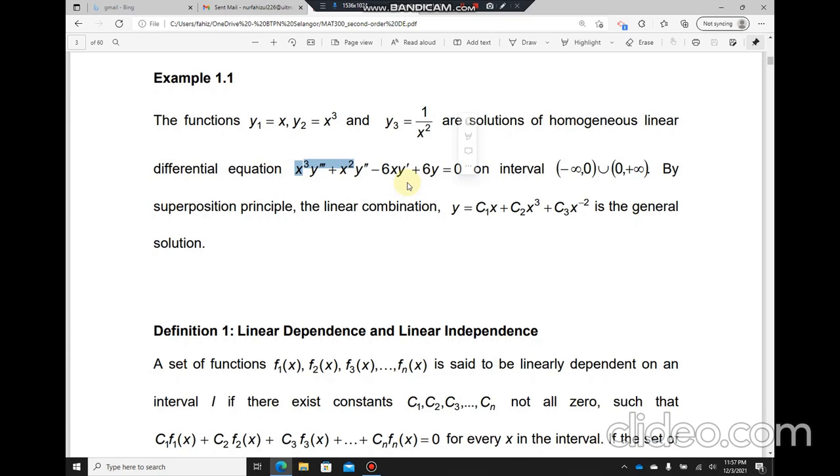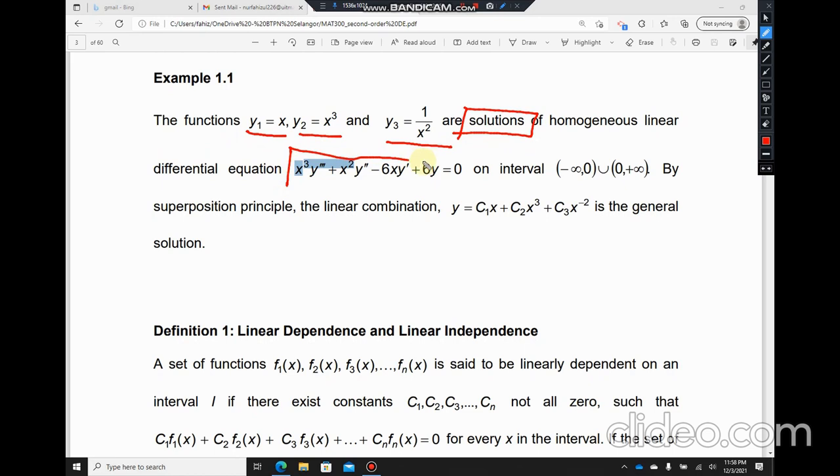So yang ni maksud superposition principle. Okay, maksud dia kat sini, katakan awak ada 3 solution: y1 = x, y2 = x cubed, y3 = 1 over x squared. So yang ni adalah solutions untuk homogeneous linear differential equation. Contohnya yang ni lah, maknanya bila kita solvekan, cuma yang ni kita tak ajar lagi cara nak solve.